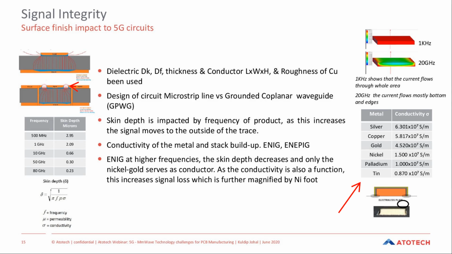And finally, you have another factor, which is the foot. Especially, as I explained in grounded coplanar waveguides, this foot has an influence on the top and bottom of the ground, as well as adjacent traces. So you can clearly see that there are going to be some influences on nickel gold.